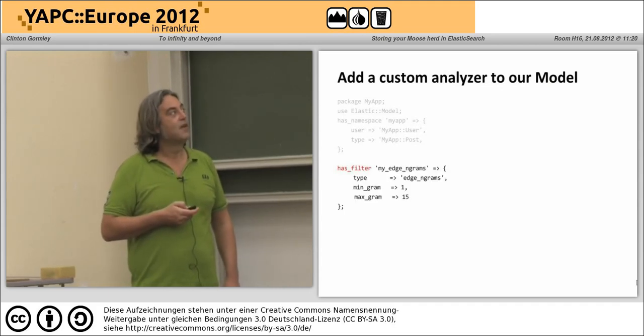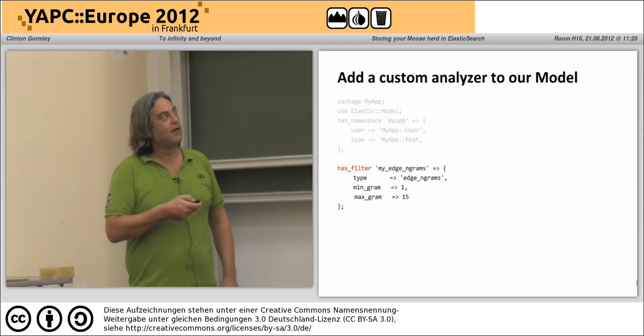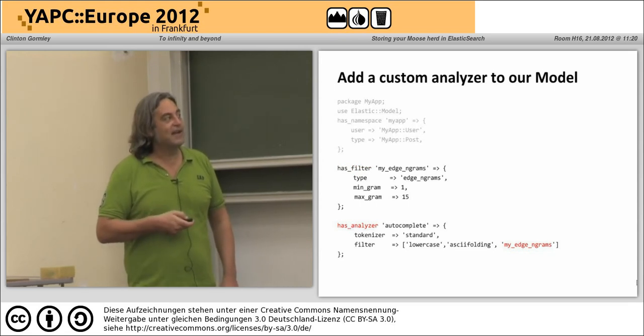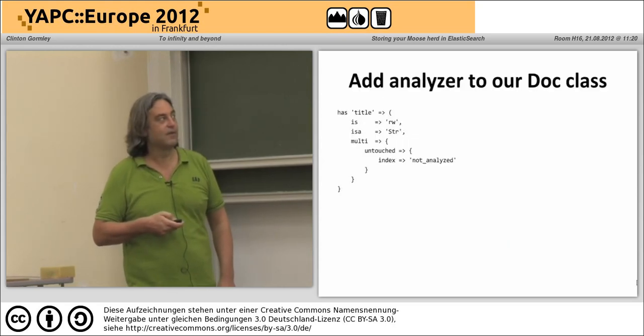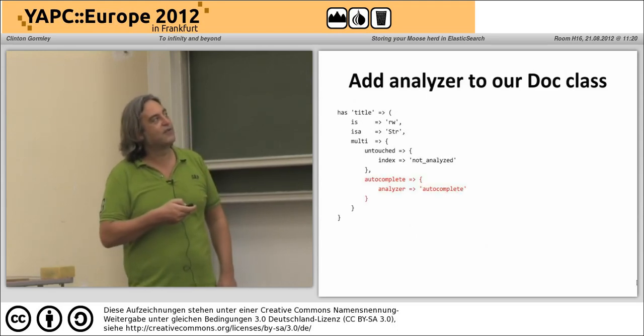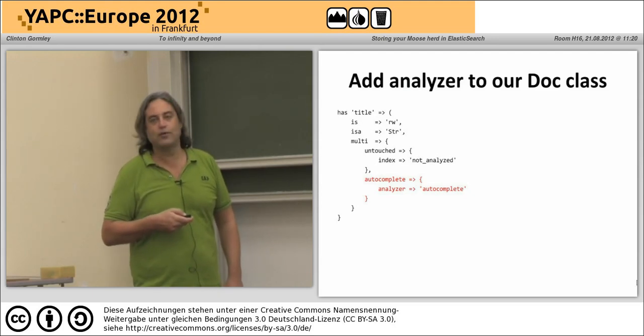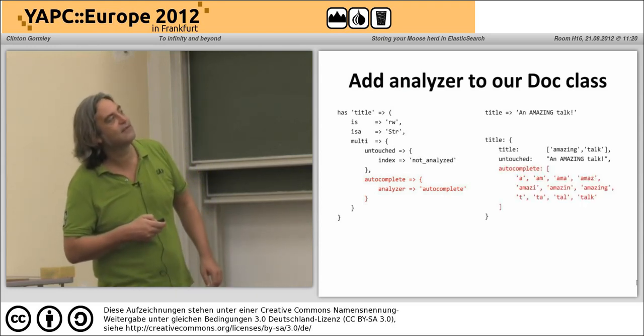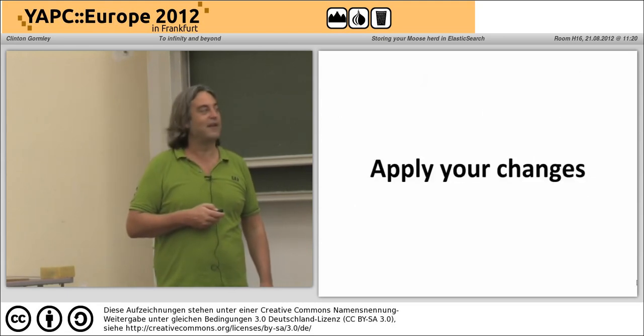So we go to our model, and we add a filter, myEdge n-grams. It's a type edge n-grams, which is a built-in type, and we're configuring it by saying we want everything from 1 to 15 characters. Okay? We add an analyzer called autocomplete, which uses the standard tokenizer, the built-in lowercase and ASCII folding filters, and our custom filter. Now we need to specify it in our doc class. We're going to add a second multi-field here called autocomplete, which uses our autocomplete analyzer. Right, we're ready to go. More slides. So that's what it would produce when we index the same values.